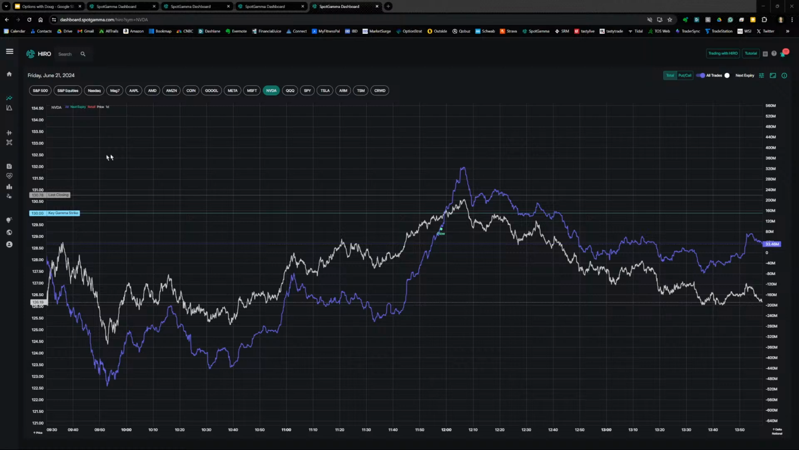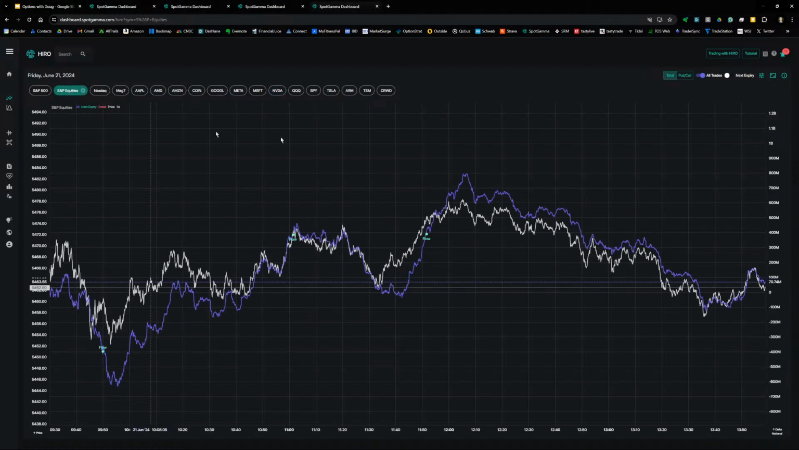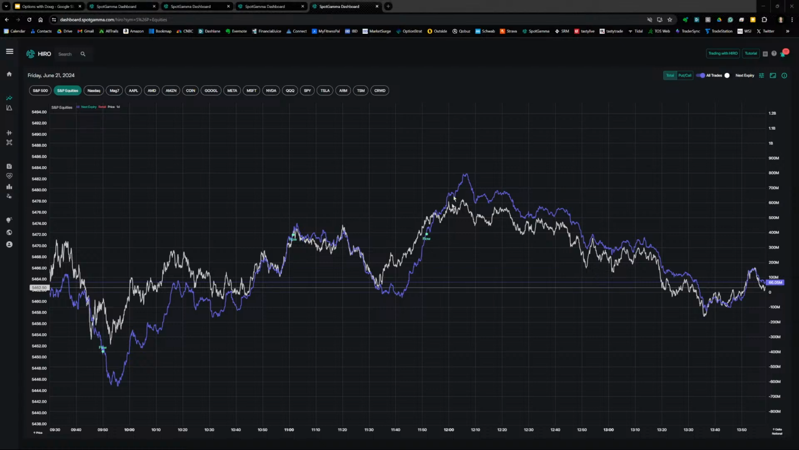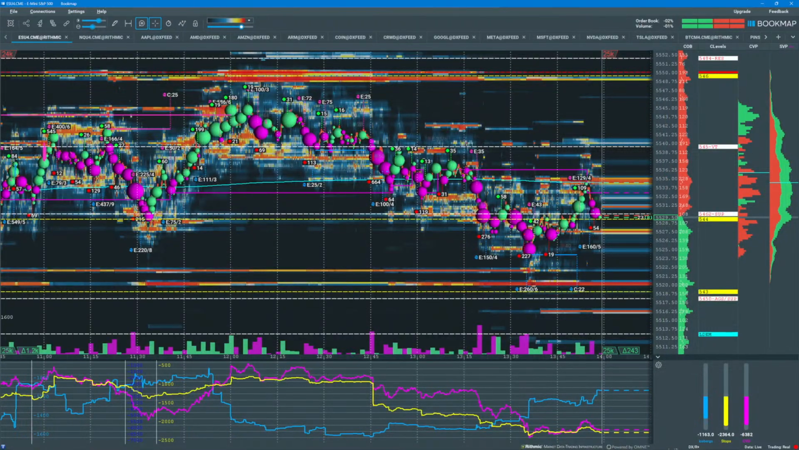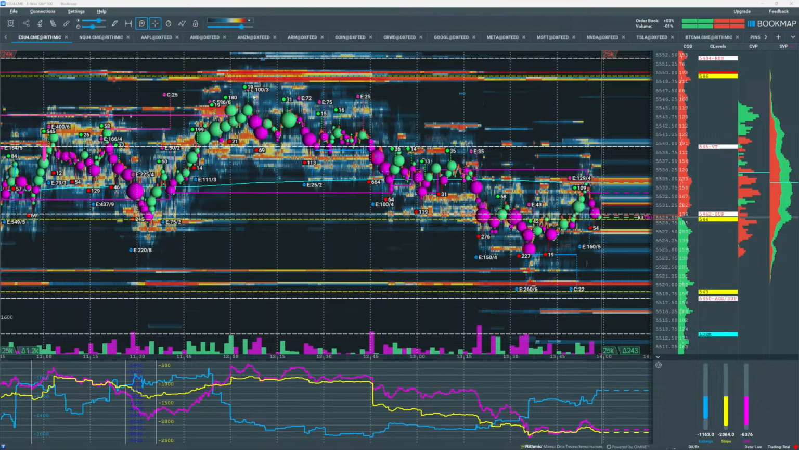So NDX, NVIDIA still driving the bus, at least it appears from an options point of view. Or let's go back to the equity signal. Again, this reversal just afternoon, much more clear by taking a look at the equity signal. And let's go back to Bookmap. $12.06. There's the high of the day so far.